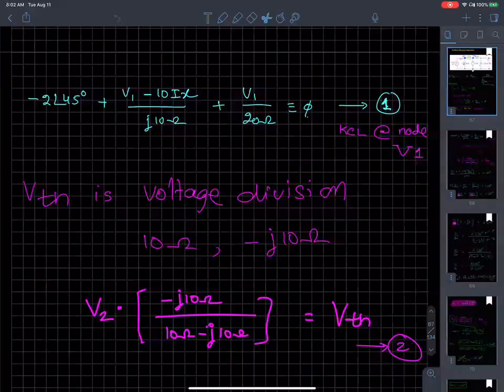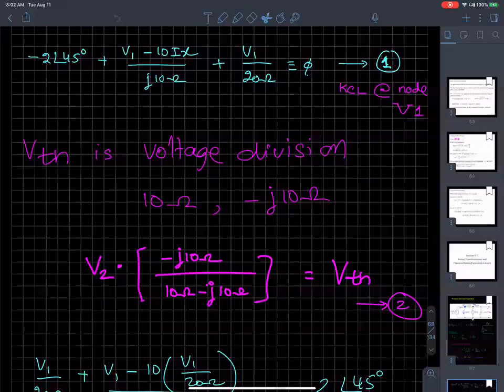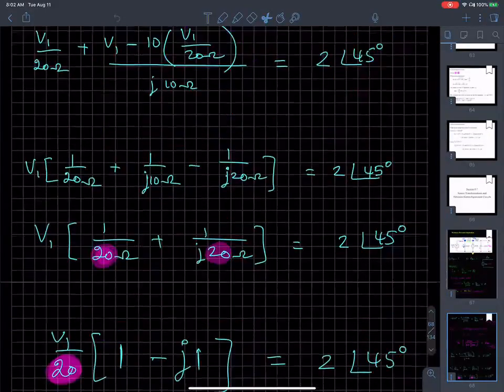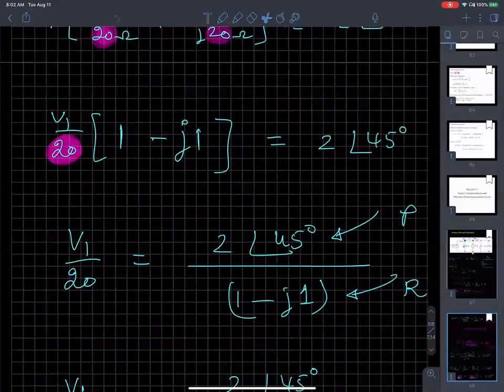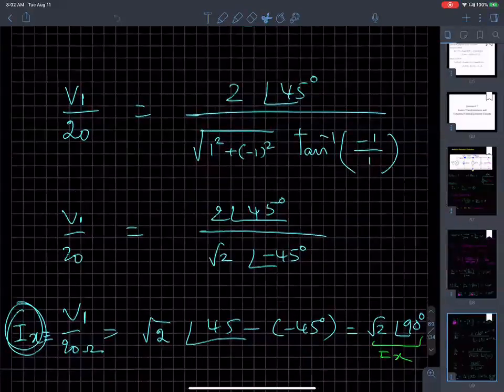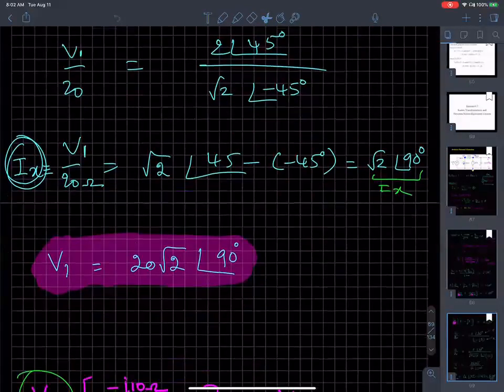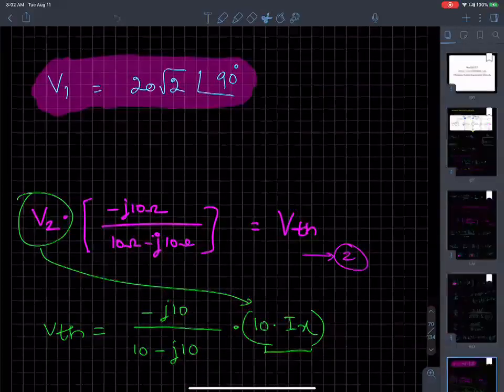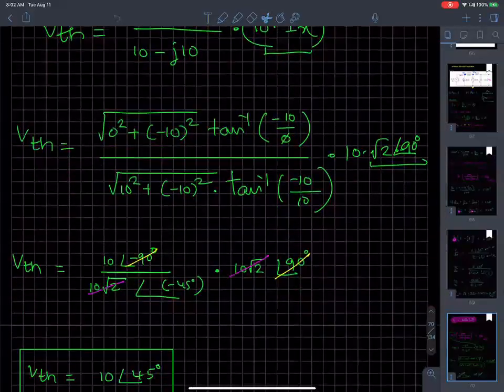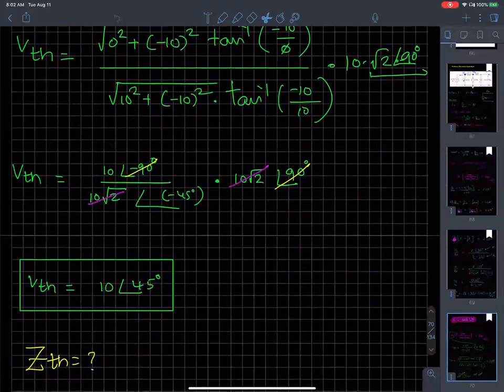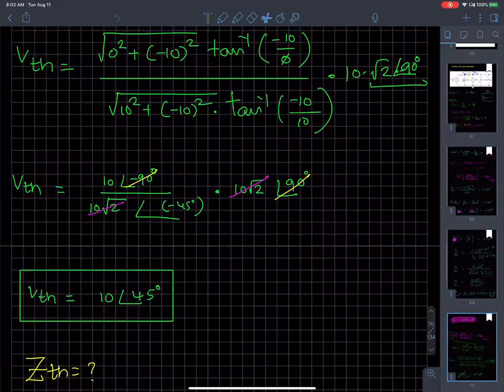To find the value for V Thevenin, okay? Eventually we got a value for V Thevenin to be 10 angle 45. That was the first part.